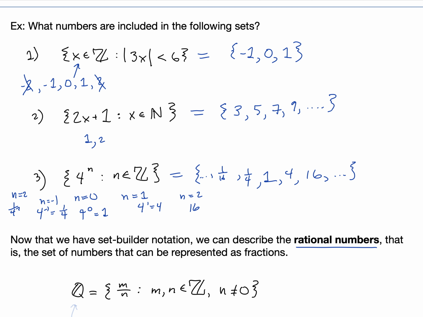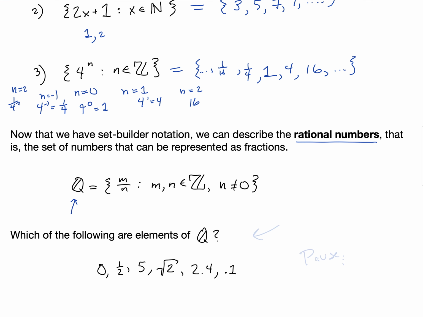Using set builder notation, we can describe another important set, the set of rational numbers, and that's the set of numbers that can be represented as fractions of integers. So the notation for this is a boldface Q. Q is the set of rational numbers, and it is a set of elements of the form m over n, such that m and n are both integers, and n, the denominator, is non-zero.